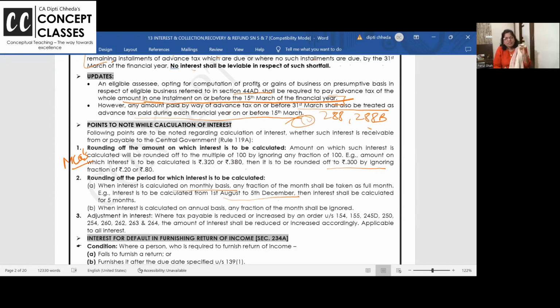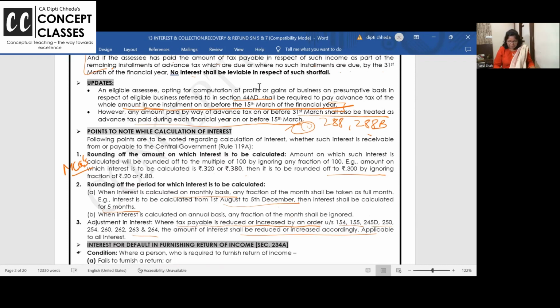Part of the month is also treated as 1 month. So full 5 months interest will be charged. Are my examples clear? Instead of 31st July, if you file your return on 1st August, also 1 month interest will be charged. When interest is calculated on annual basis, any fraction is ignored. And for any reason, if your tax payable is increasing and decreasing, like search, assessment, settlement commission and commissioner's revision order and all, interest will also reduce and increase.